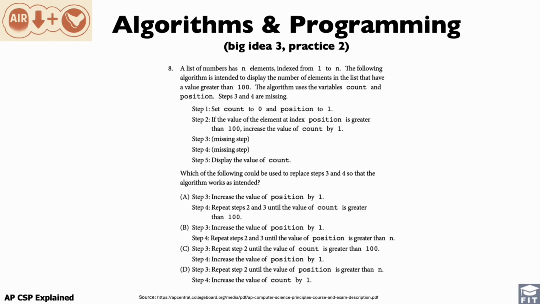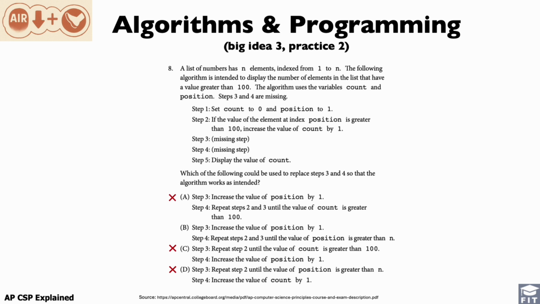So what do we need? We need to check every item in the list, not just stop when the count hits a certain value. And we need to make sure we're incrementing the position variable so we're not stuck on the same element. Let's look at the choices. Choice D doesn't update the position, so we'd keep checking the same element. That's definitely wrong. Choice A and choice C both stop when count gets high enough, which might be too early and could skip valid items.